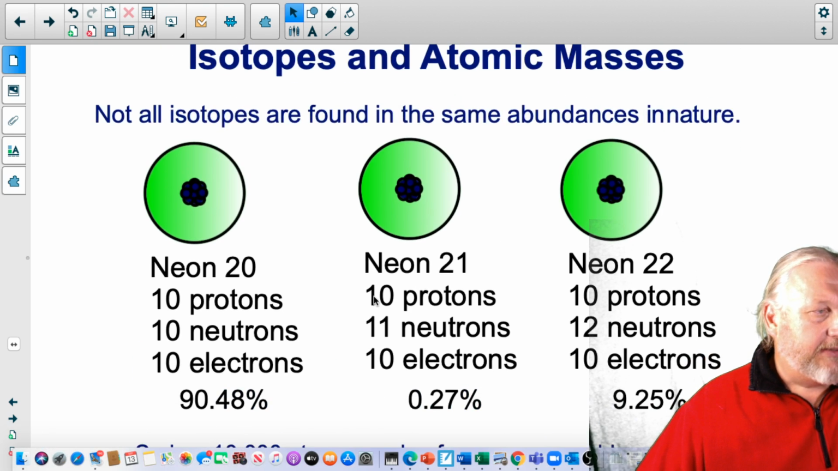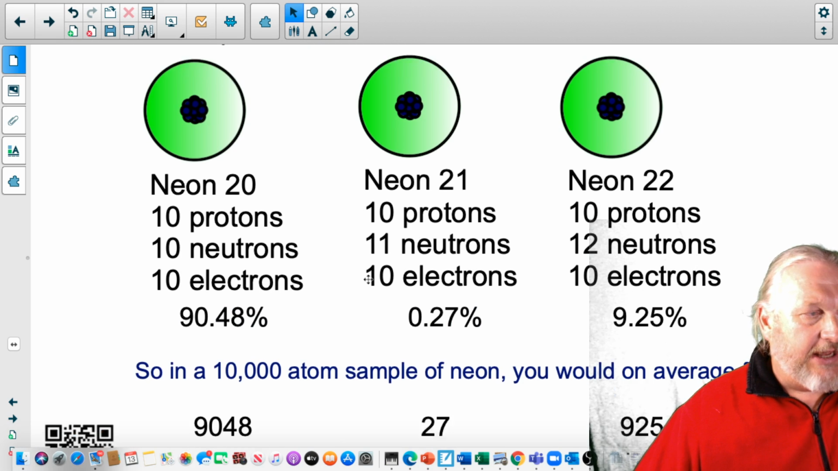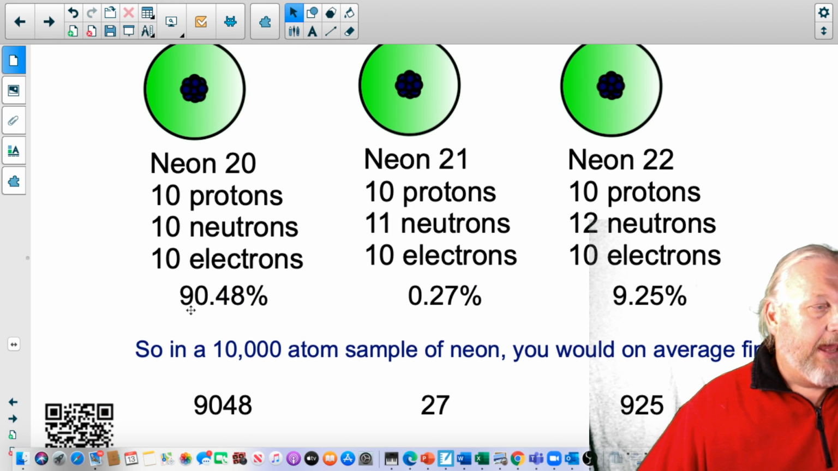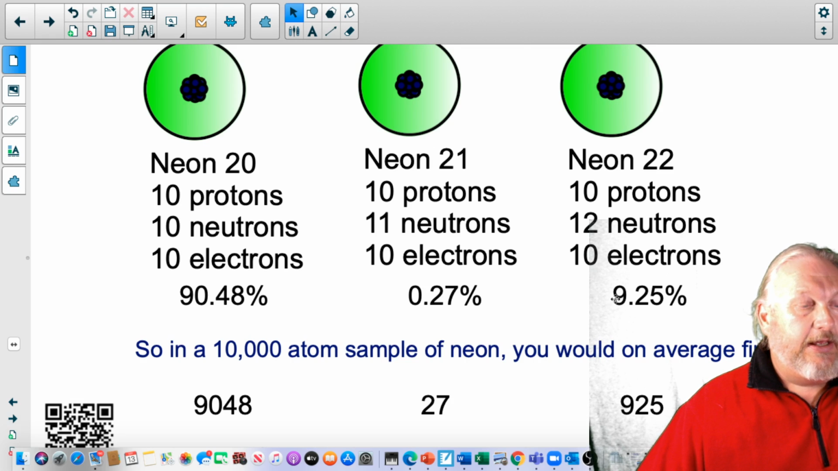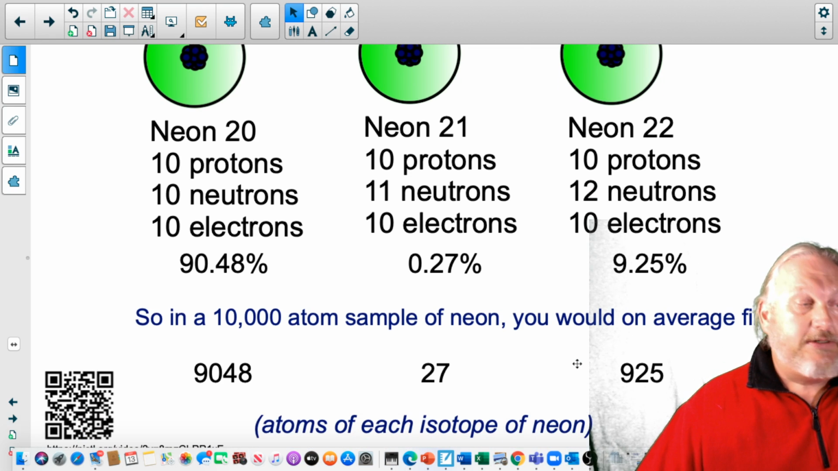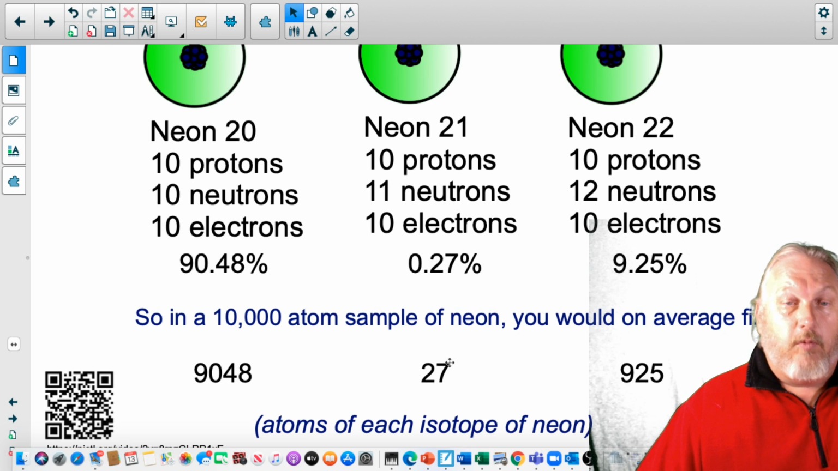So, not all isotopes are found in the same abundances in nature. Neon 20 is found 90.48% in nature. Neon 21 is 0.27%. Neon 22 is 9.25%. So what does that mean? That means in a sample of 10,000 atoms, 9,048 are neon 20. Only 27 out of 10,000 are neon 21. Only 925 are neon 22. Makes sense.